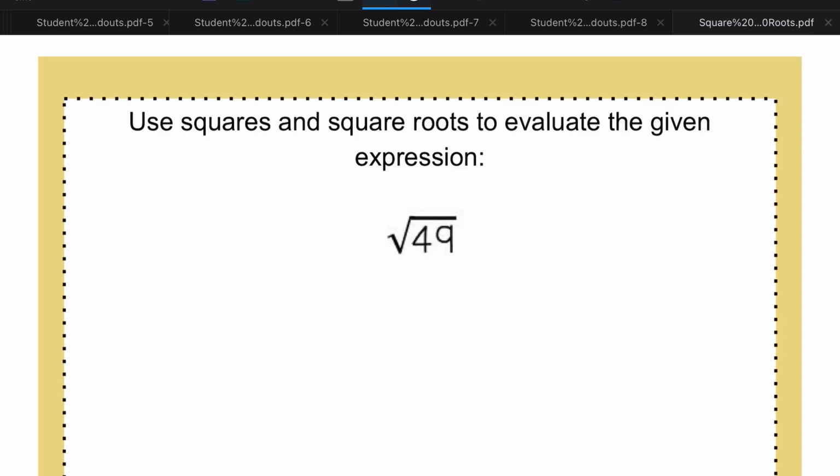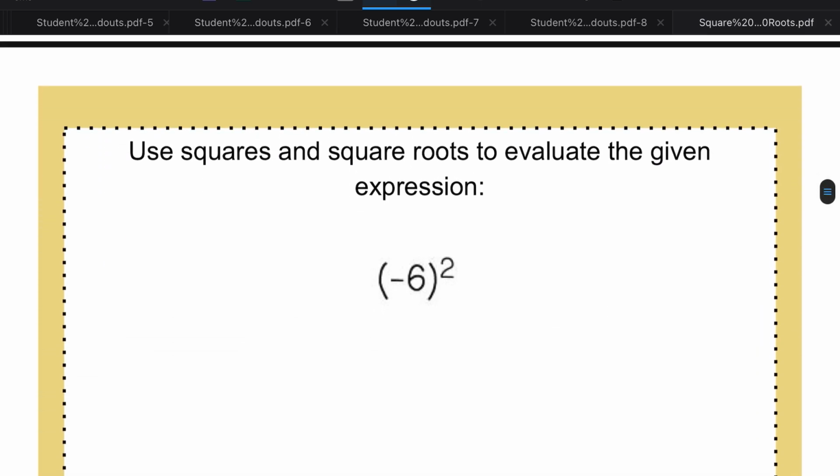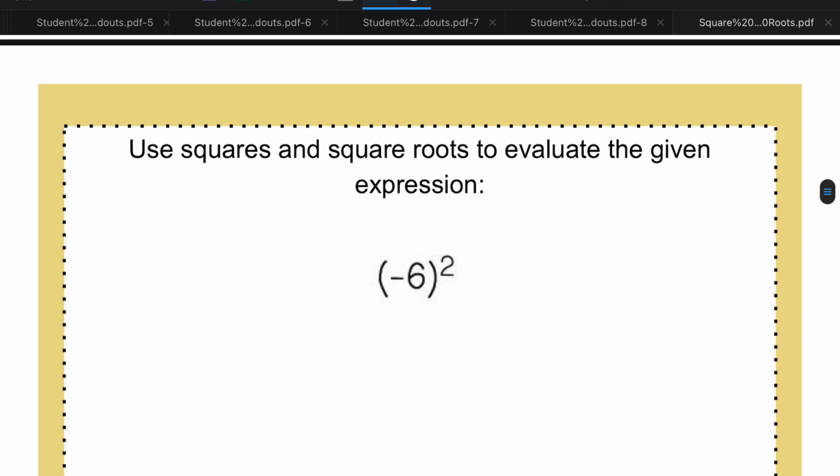All right, so again, we have the square root of 49 here. The square root of 49 is 7, because 7 times 7 is equal to 49. And then we've got negative 6 squared here. Because the negative 6 is in parentheses, it is just negative 6 times negative 6. We have 2 negatives, so that makes our answer positive. So it would be positive 36.